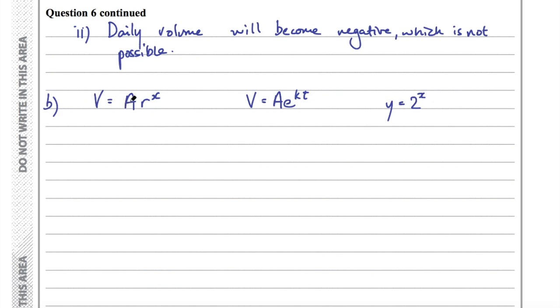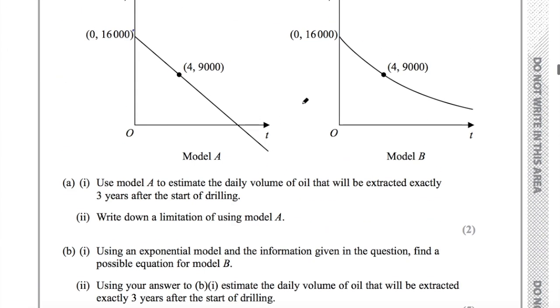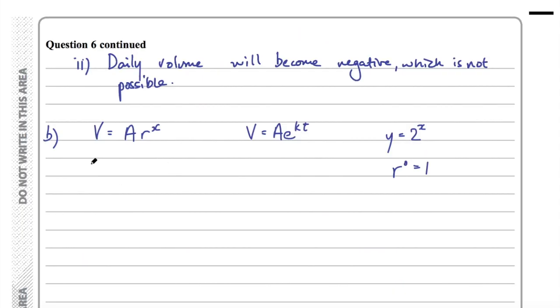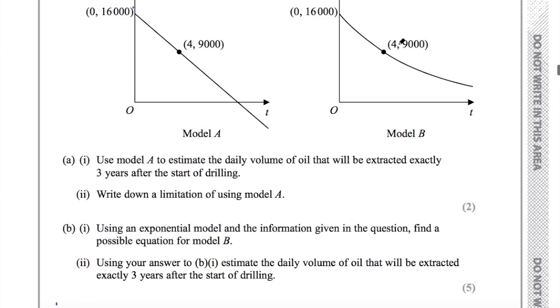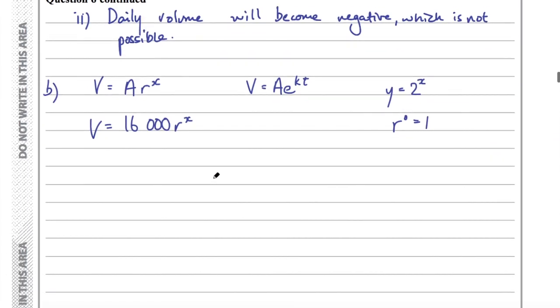So I'm going to use v equals a r to the power x, and I can solve this for r. So remember, when x equals 0, we would get a. So r to the power 0 is 1, so we'd be left with a. So we know that a is the y-intercept, 16,000. So we can say the volume equals 16,000 times r to the power x. And then we can substitute this second point, this 4 and 9,000 in, to find r.